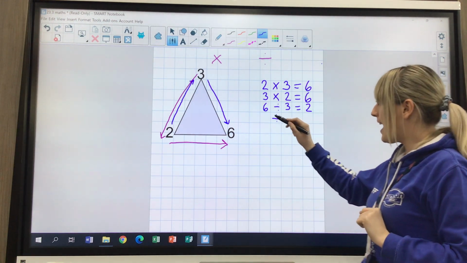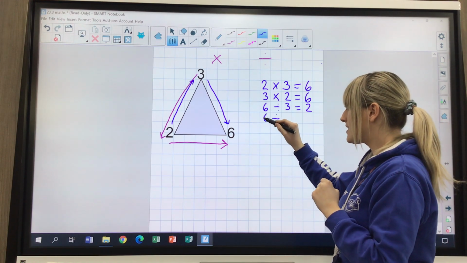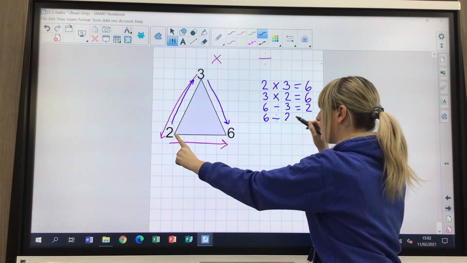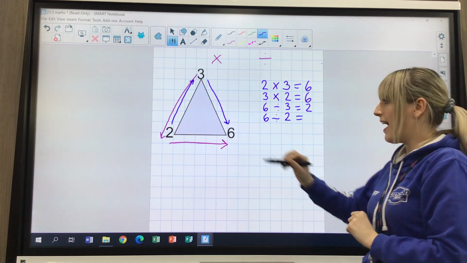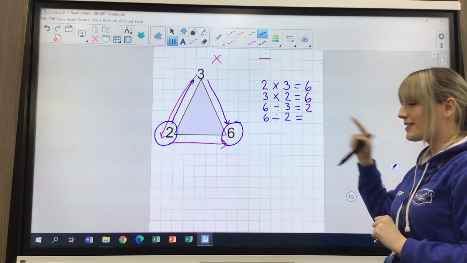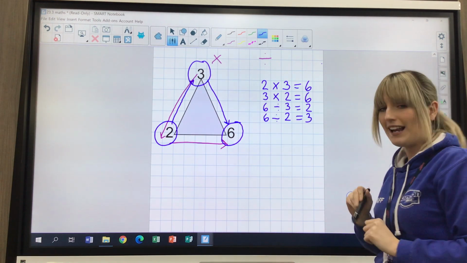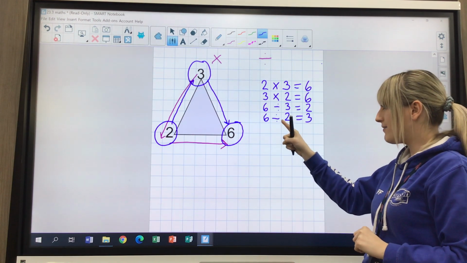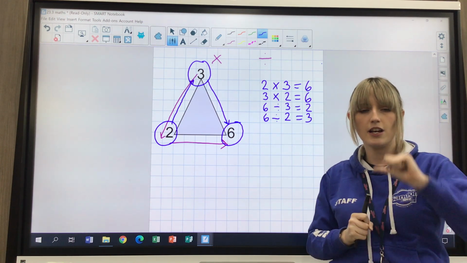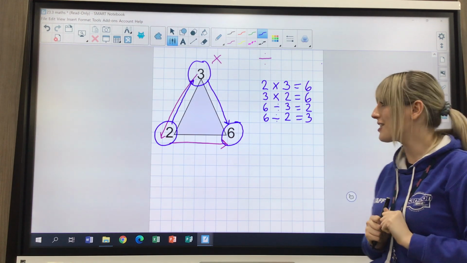Okay, so now I'm going to start with my biggest number again because we're dividing. 6 divided by 2. What's my answer got to be? I've used 6. I've used 2. My answer's going to be 3. Well done if you knew. Right, let's check that then. So 6 divided by 2 is 3. So let's count in 2s until we get to 6. 2, 4, 6. Well done.